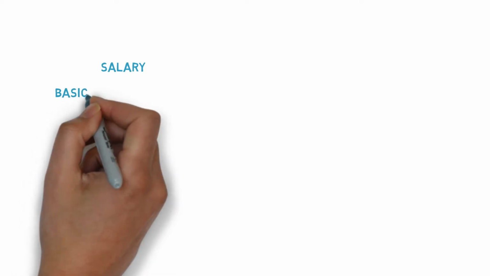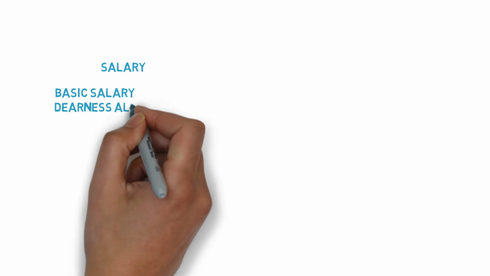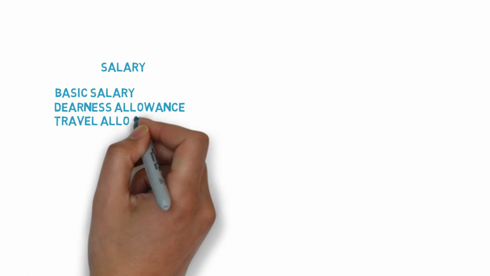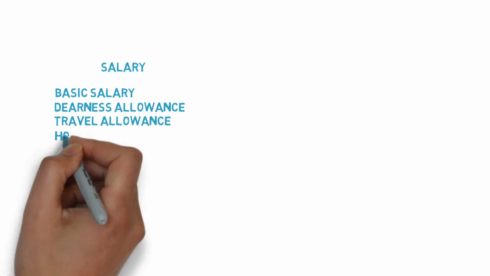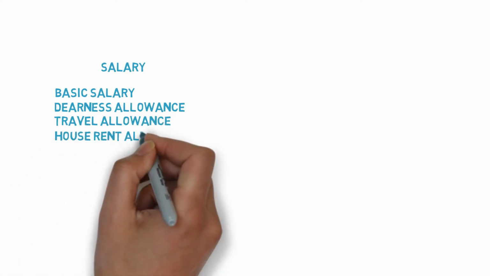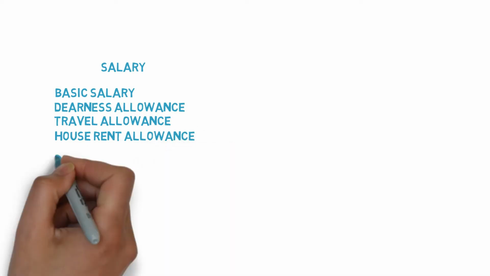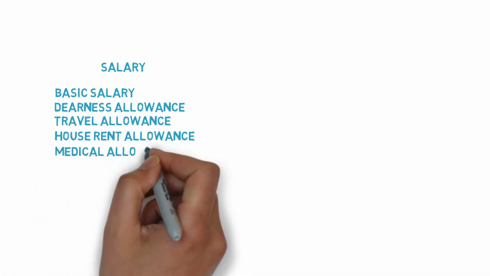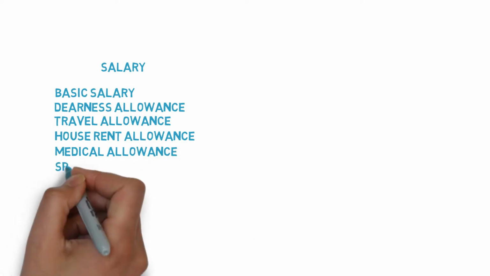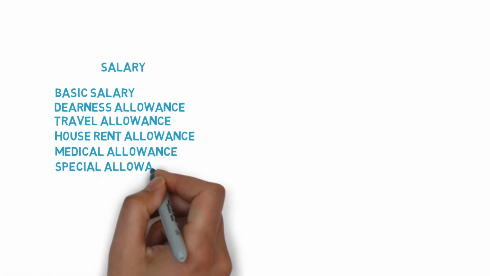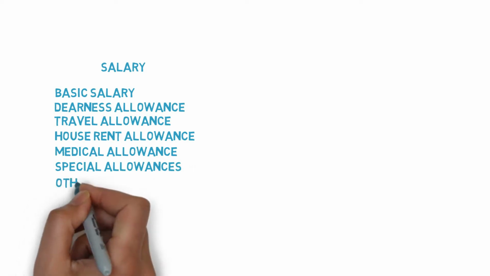In this video, we will see about salary, PF and EPF. The salary an employee receives comprises of basic salary, DA which is dearness allowance, LTA which is leave and travel allowance, HRA which is house rent allowance, medical allowance, special allowance and other allowances.